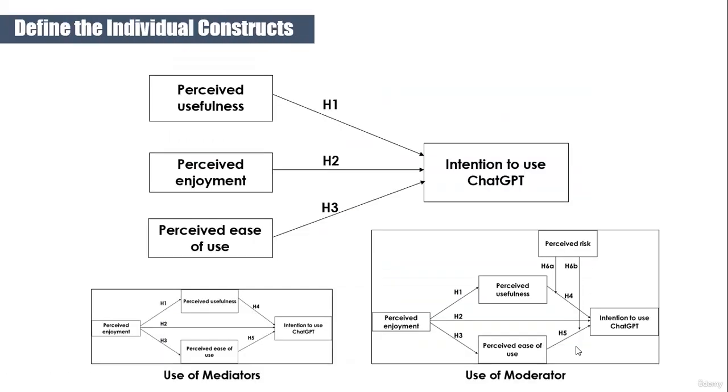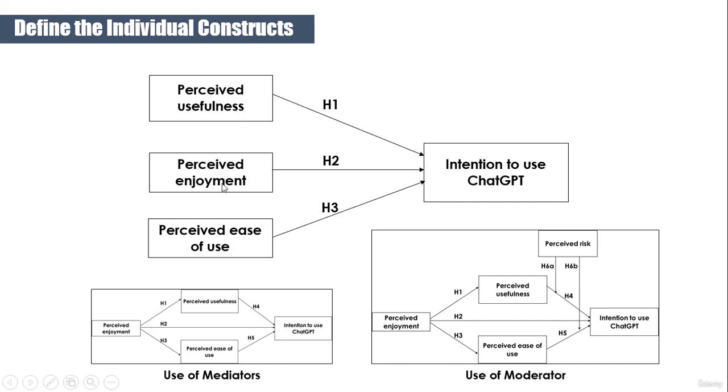So the first step is the definition of individual construct. There are three models. See the first one, the factors affecting intention to use ChatGPT. Based on the literature review, we have identified three factors. That means these three factors may influence clients' intention to use ChatGPT. So these are the individual constructs.